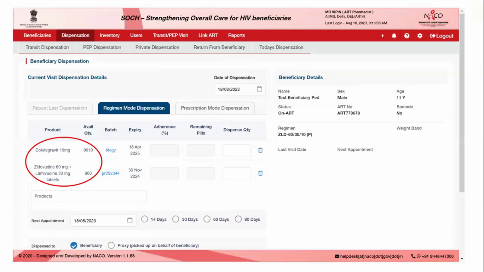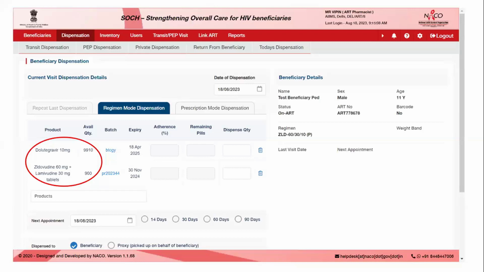Here, in the regimen mode, you can see ZL and DTG. When we are in regimen mode and giving DTG 10 mg, you can see how many tablets you have to give, and for ZL 60/30, how many tablets you have to give. So according to the regimen, you can dispense the medicines to the patient. These are 2 screenshots from Soch. This is already live and active, and as soon as you receive DTG 10 and start dispensing, you can start using this for dispensation.